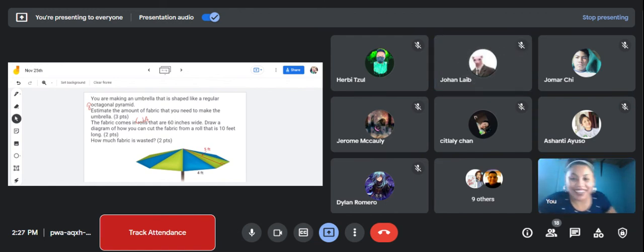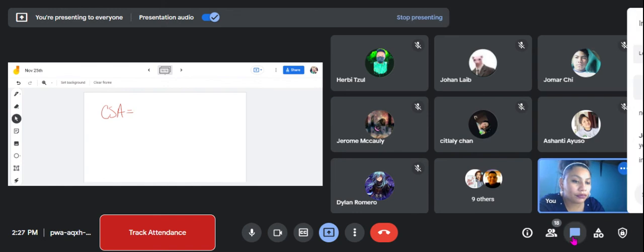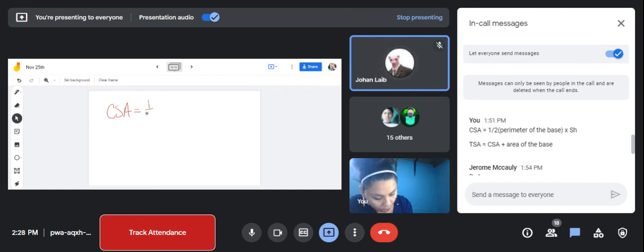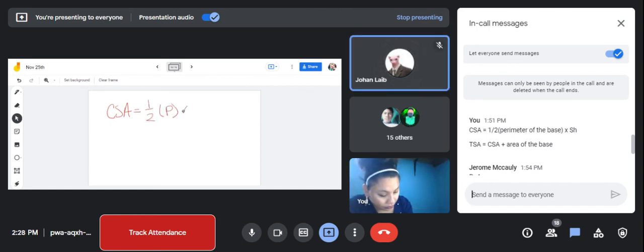Okay, so we're going to look for the curved surface area first. What is the formula for curved surface area? Half times perimeter, Miss. Half times perimeter times slanted height. Okay, very good.